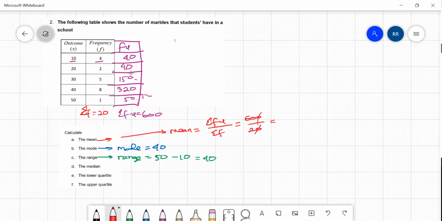It's going to be, I'm going to cancel this 0, and this is equal to 30. So that is the value of the mean. Okay, the next one, the median, lower quartile, and upper quartile, is basically the same thing, guys.